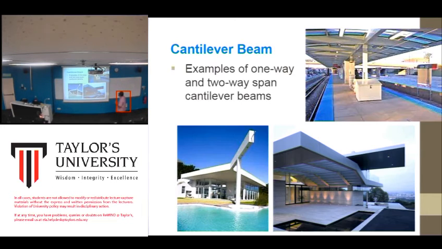And then this is how cantilever beams look like. So we have two ways, one way and two way. So this is one way. Two way here, another one, and here another one. This is two ways. Okay, left and right.